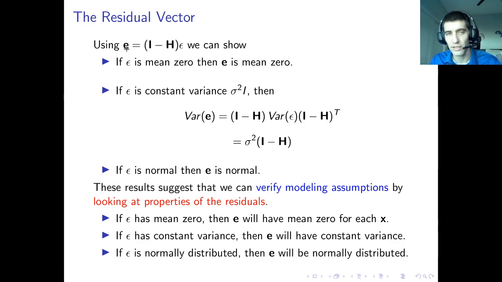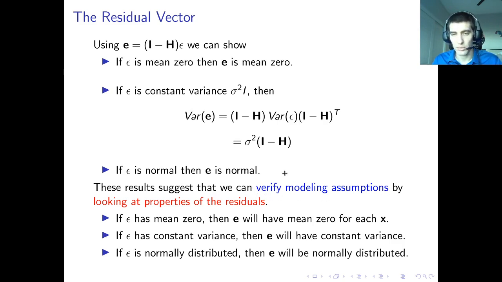Why is that? The residual vector is a linear combination, so some constant matrix times a Gaussian vector. So we have a linear combination of Gaussians, therefore we have a multivariate Gaussian in the residual vector. All right? This is actually important because we have a bunch of properties. We're going to be able to verify modeling assumptions.